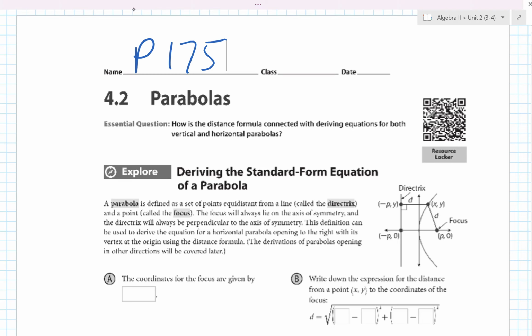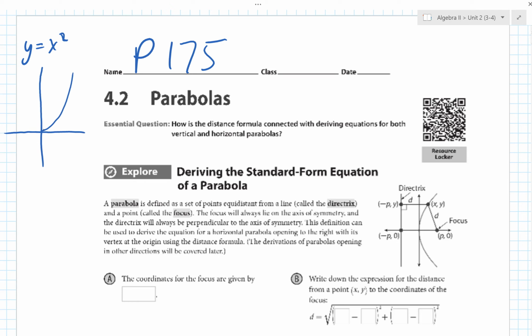Okay, so you should be on page 175. We're going to take a different look at parabolas from what we've looked at in the past. In the past, we've looked at parabolas like y equals x squared. What's going to change is the equation that we're using.